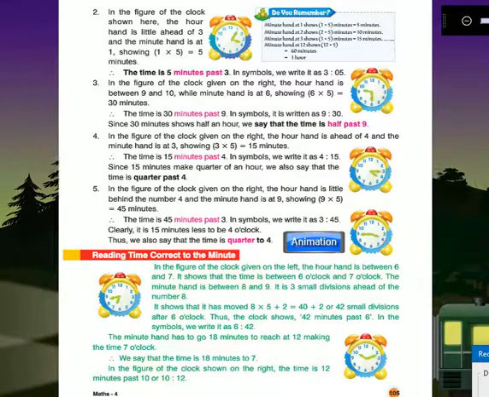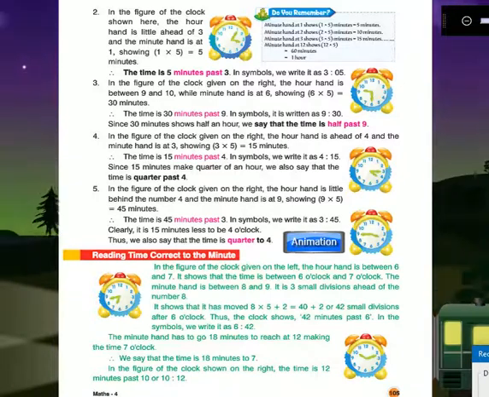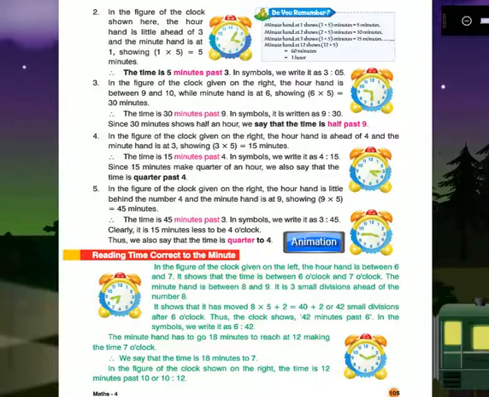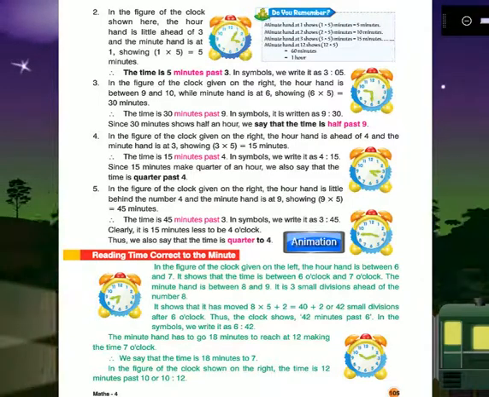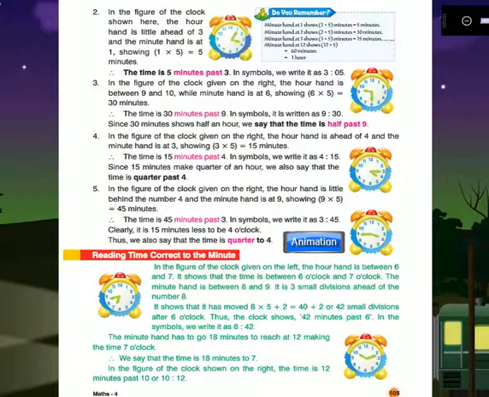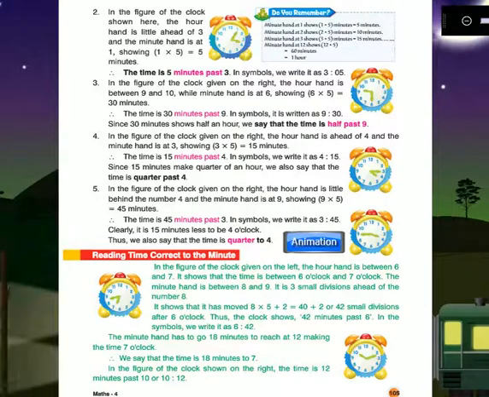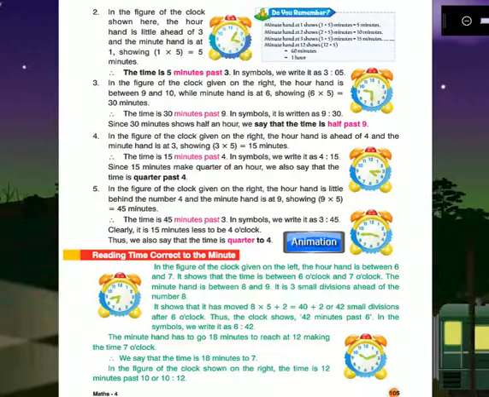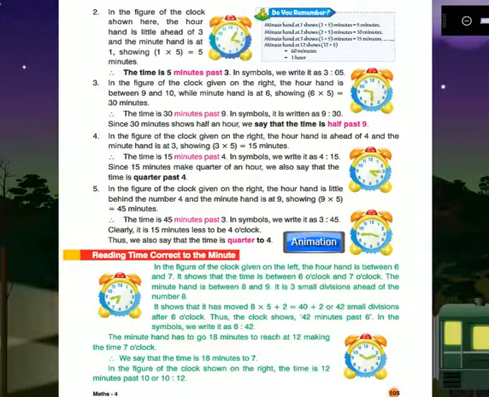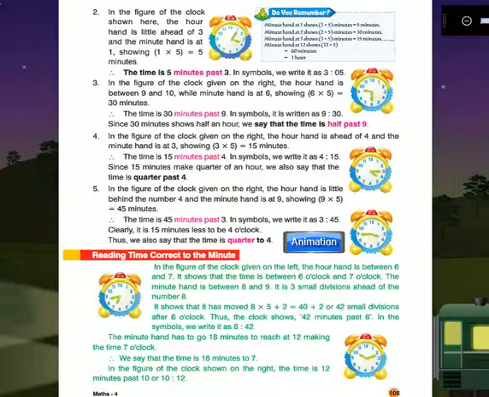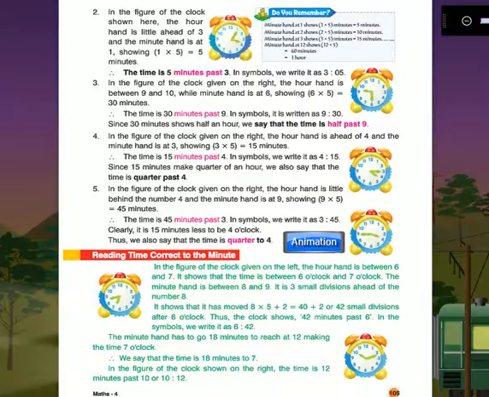In the figure of the clock given on the right, the hour hand is ahead of 4 and the minute hand is at 3, showing 3 into 5, 15 minutes. Therefore, the time is 15 minutes past 4. In symbols, we write it as 4:15. Since 15 minutes make quarter of an hour, we also say that the time is quarter past 4.